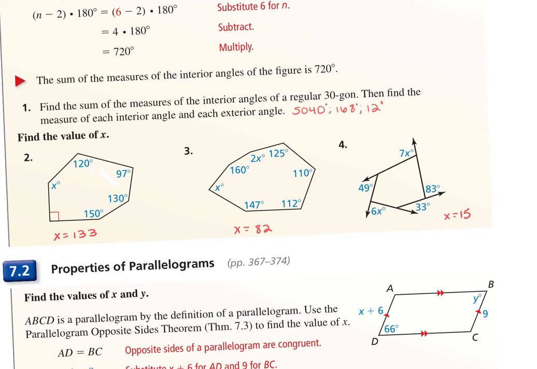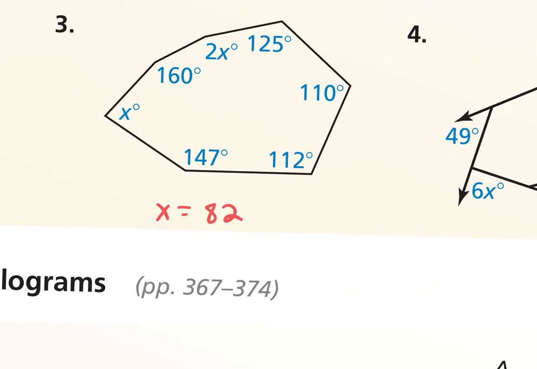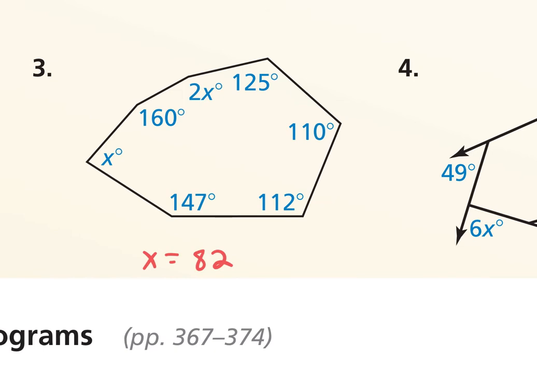So how did you do number 3? You have to count how many sides there are, which would be the same as the angles. So 1, 2, 3, 4, 5, 6, 7 angles, which means 7 sides. 7 minus 2 times 180 is how much they should all add up to. So 5 times 180, or 900, is what they should all add up to. And then I want to add them all together and subtract from 900.